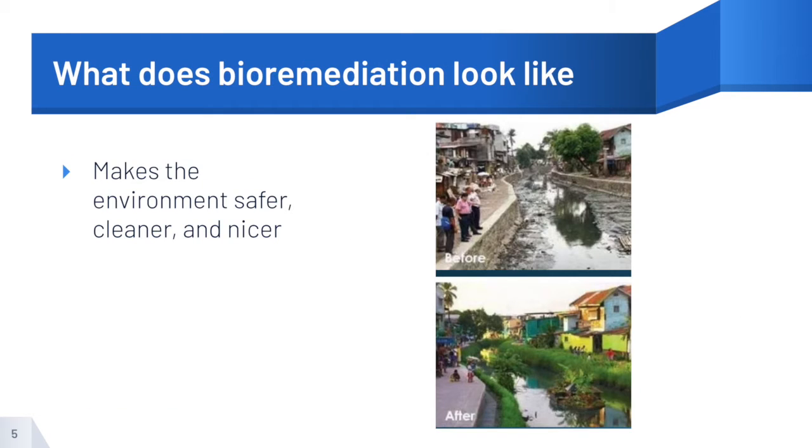So we know what bioremediation does, but what exactly does it look like? If you look at this image, on the top you have a before picture and on the bottom you have an after picture, and you can see just how much of an effect it has. You can see all this greenery in the after picture, and the environment looks a lot cleaner, and I think that's a very important thing, especially in an environment where it looks like there's a lot of people who live in this area. So it's important to keep a safe, clean, and nice area.